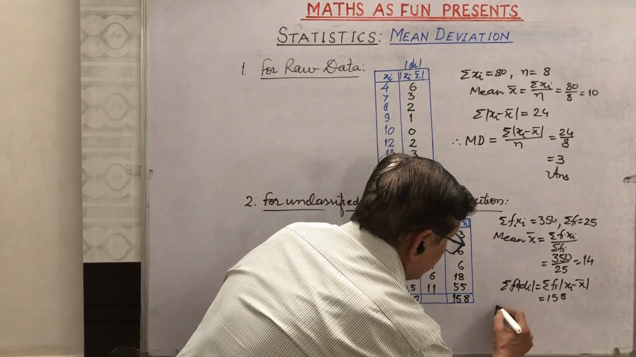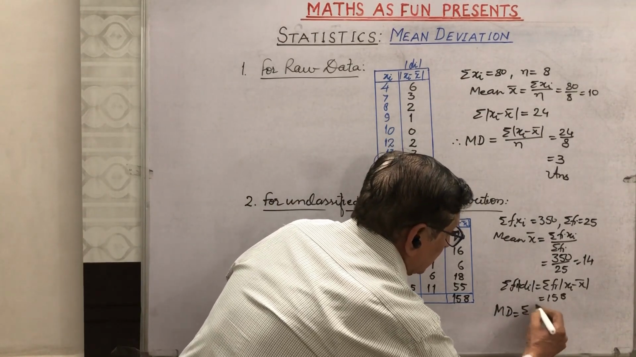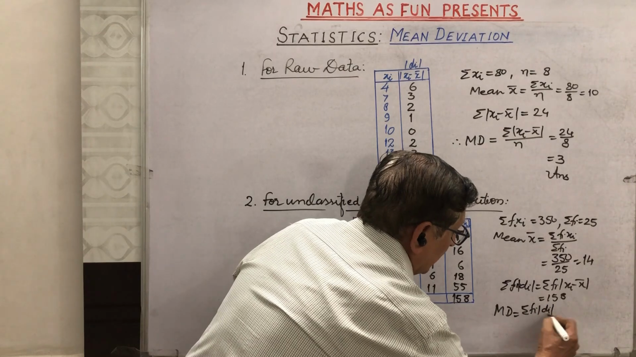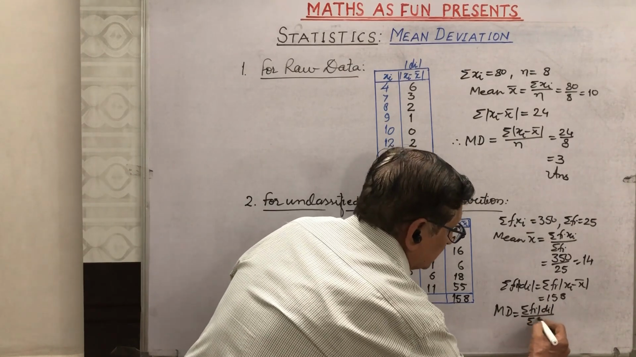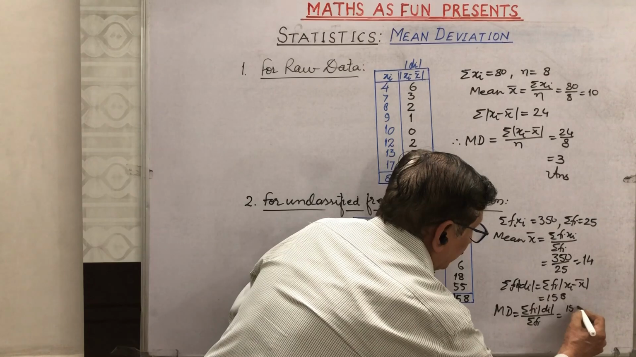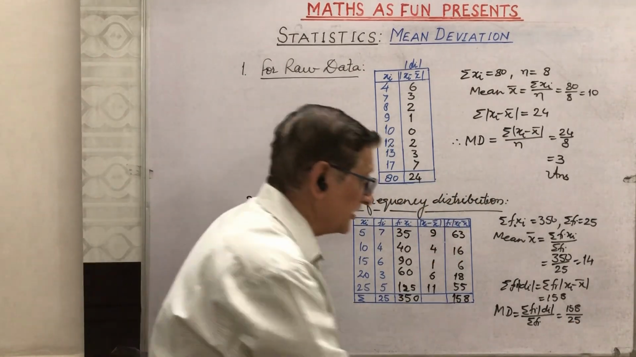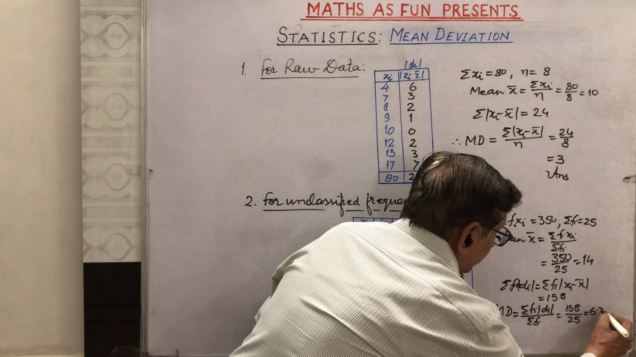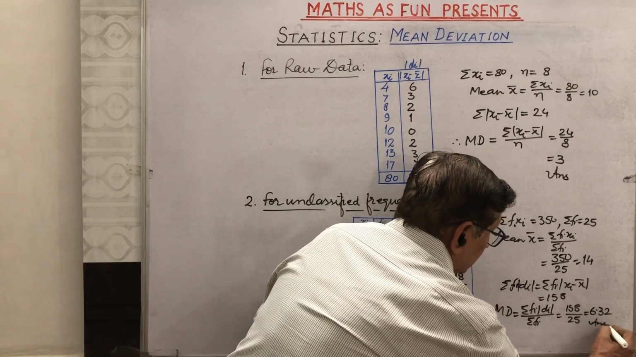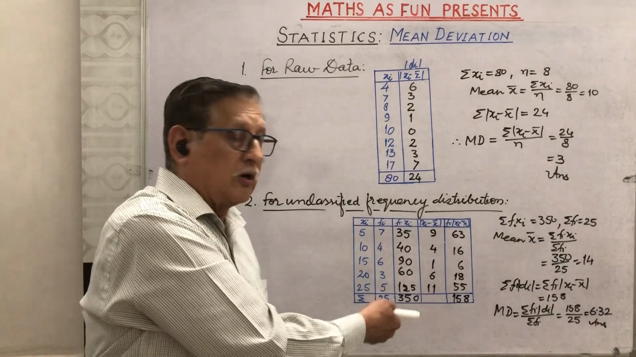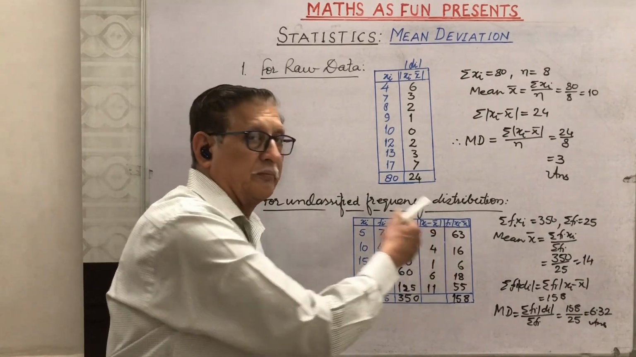So mean deviation here in this case will be sigma fi into modulus of di divided by sigma fi, that is 158 divided by 25. That is equal to 6.32, which is the mean deviation of this particular data from mean.